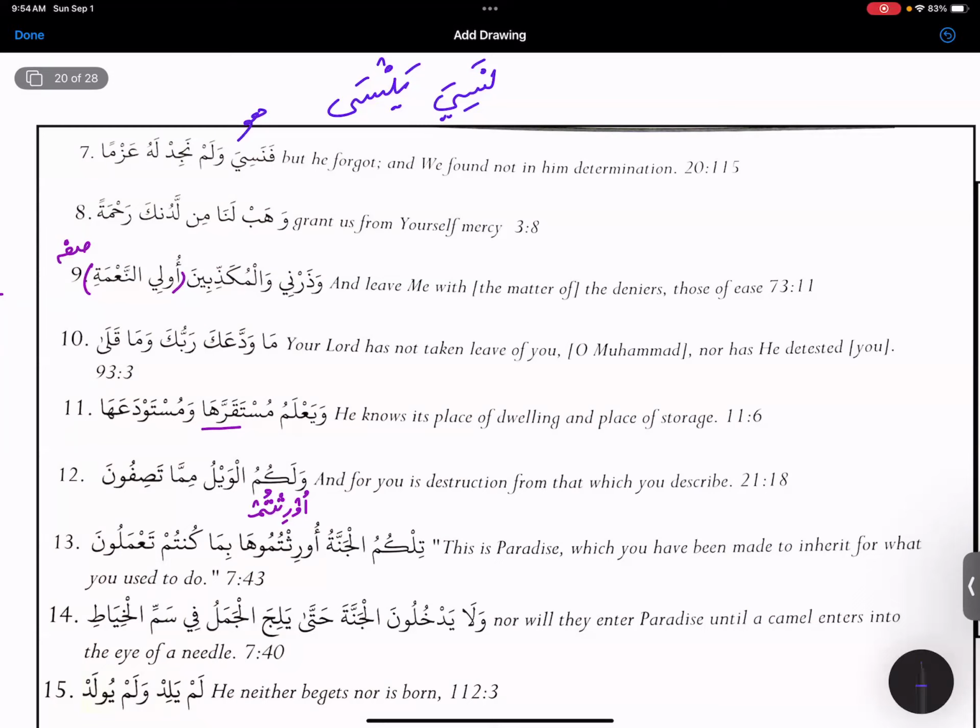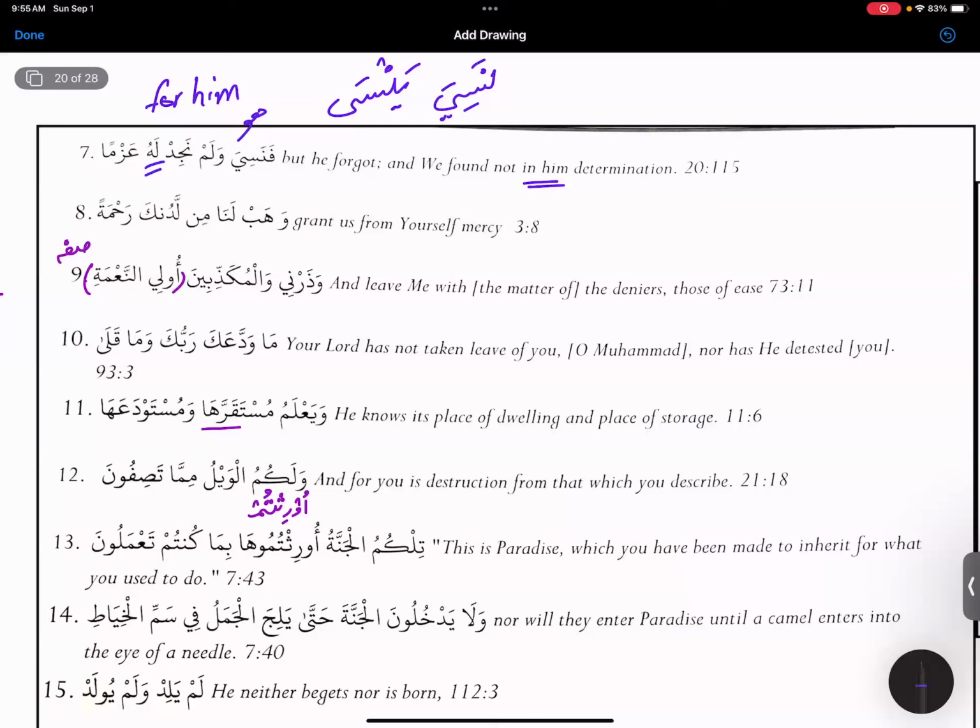Yes, lam, you guys are not looking at lam. Walam najid, and we found him not. Azman, in determination. Fanasiya, he forgot. Walam najid lahu azma. We found, lahu should be for him, right? But over here, instead of for him, that translation is making more sense: in him. We found not in him determination.